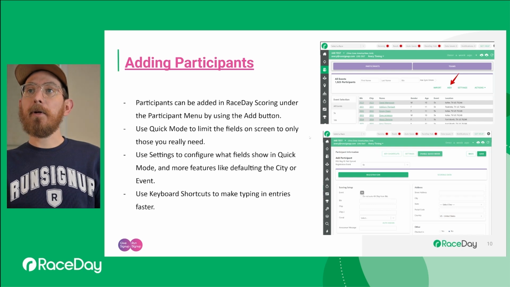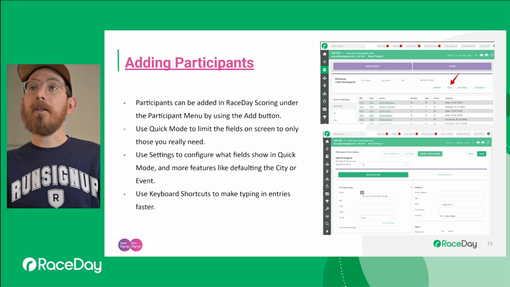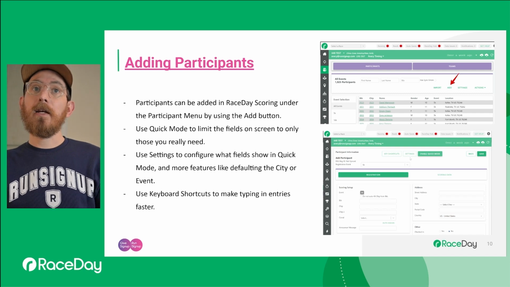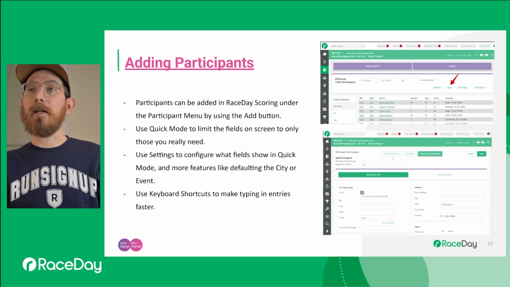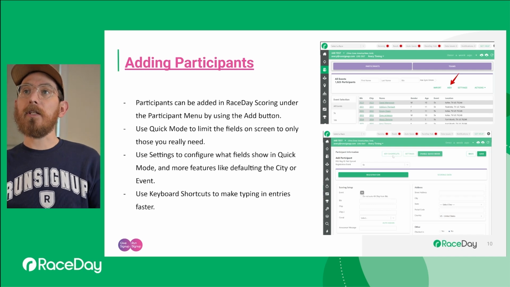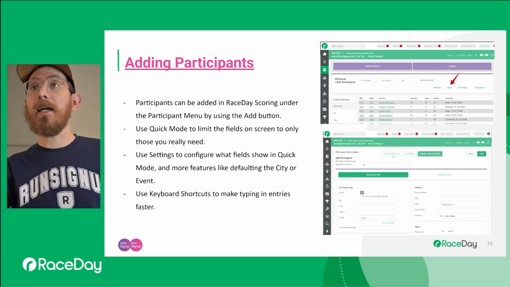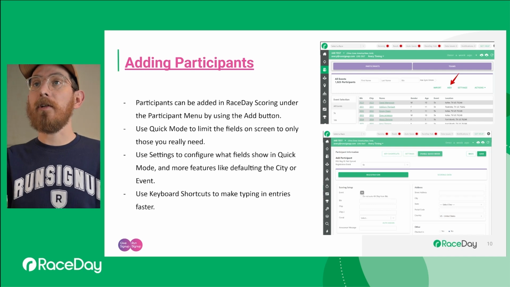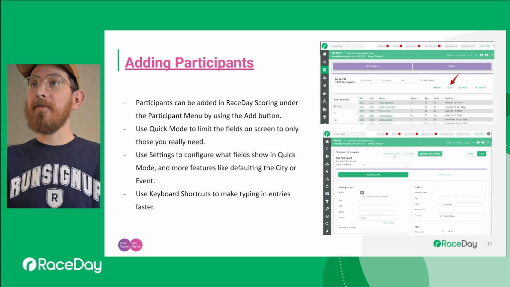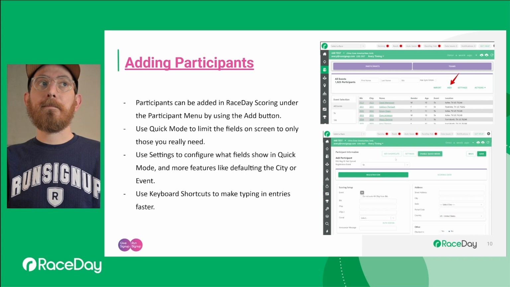Once you get to the add participant screen, there are some functions that you may want to look into. There's a way to enable quick mode, which basically hides a set of fields that you may not need. You can configure which fields will show in quick mode and which ones are hidden using the settings button up here. And then we also have keyboard shortcuts. If you're accustomed to using only a keyboard for data entry, it's pretty helpful. It allows you to do things like Alt-S to save and things like that.